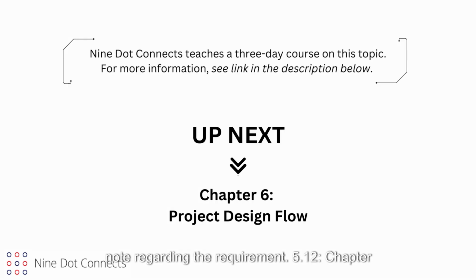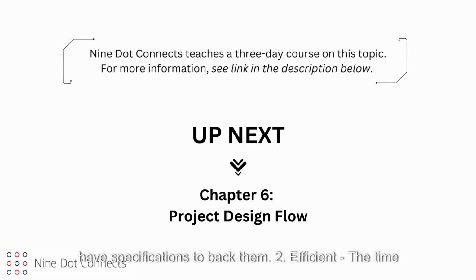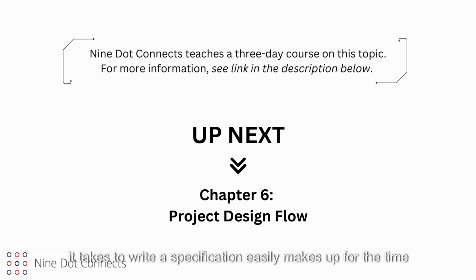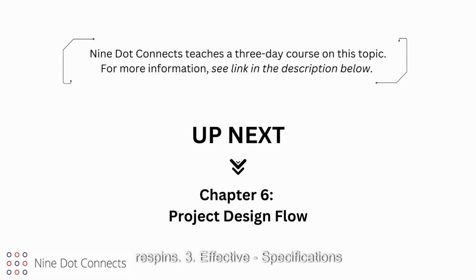5.12. Chapter Summary. In conclusion, specification writing is 1. Important. The best managed projects have specifications to back them. 2. Efficient. The time it takes to write a specification easily makes up for the time that would be spent in email, meetings and respins. 3. Effective. Specifications provide the marching order for all to follow.